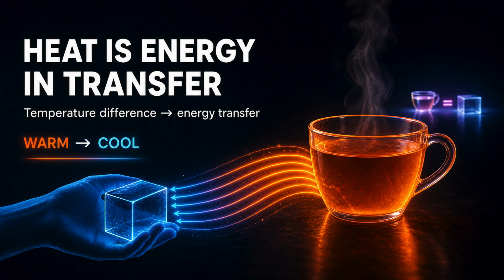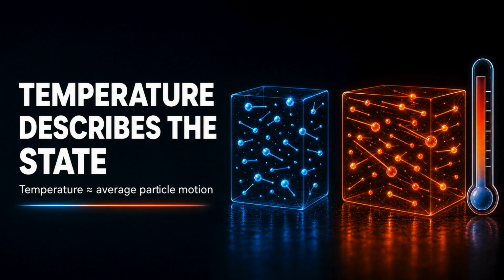The natural direction of heat transfer is from the warmer system toward the cooler system. If the two systems remain in contact, their temperatures move toward one another. When they reach the same temperature, we say they are in thermal equilibrium, and there is no net heat transfer between them. Temperature is different.